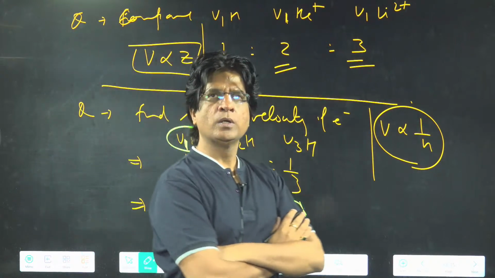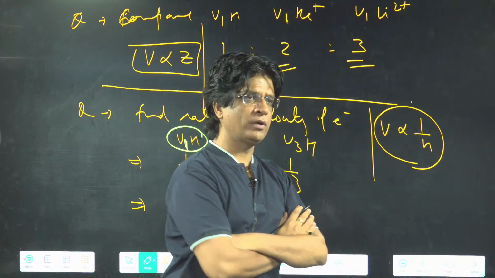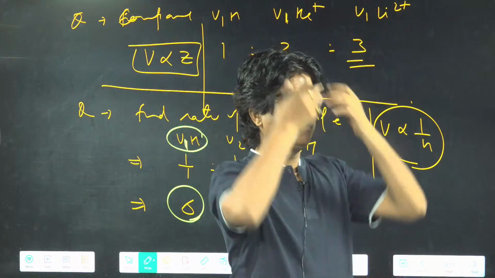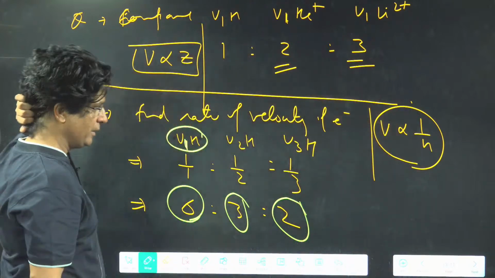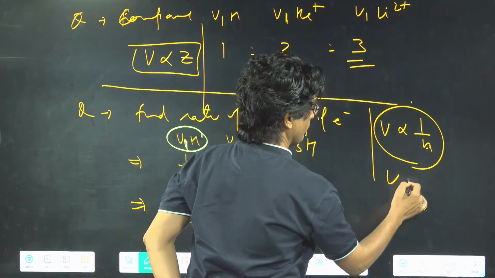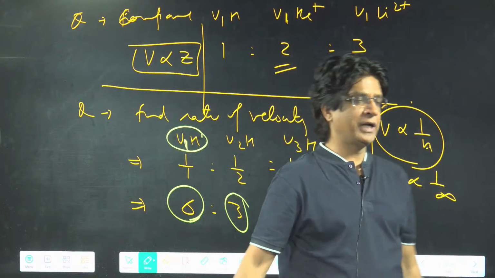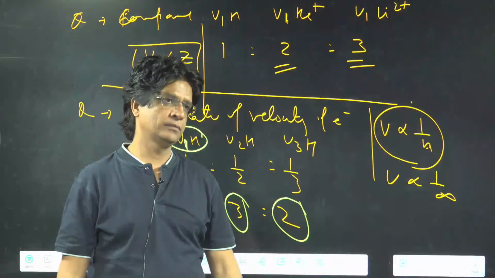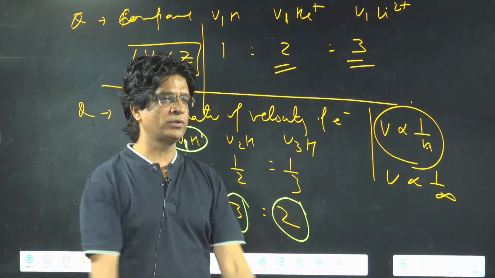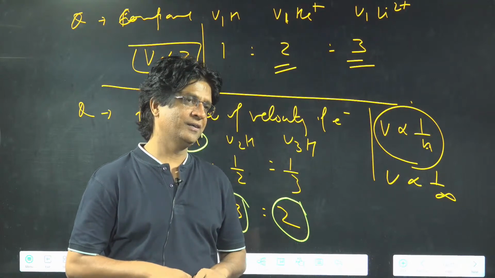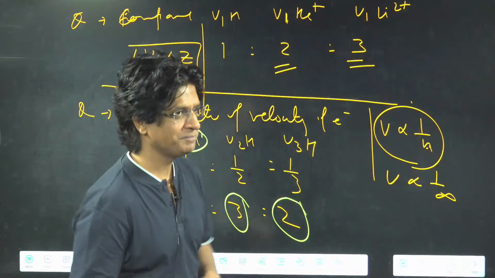Who will tell me what will be the speed of the electron in the infinite orbit? The velocity of the electron in orbit number infinity. See over there, when you say infinity, V proportional to 1 by infinity, it will be 0. That means in the outermost orbit, the infinite orbit, the electron does not move at all. That electron is called unbounded state or free state.